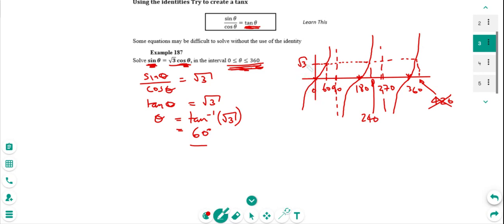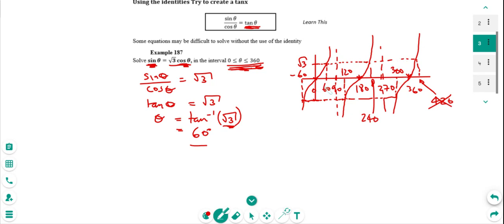But what we have to be careful with is root 3 has a negative answer as well. So there's a negative value for root 3. And by symmetry, that's minus 60 degrees, which is actually out of our range. But if we project across to the graph there, if we add 180 to negative 60, we actually get 120. So that is in our range. And then the next value along, adding a further 180, will give us 300 degrees.